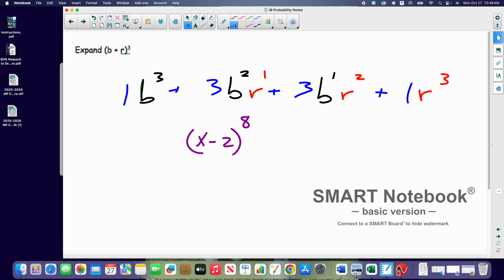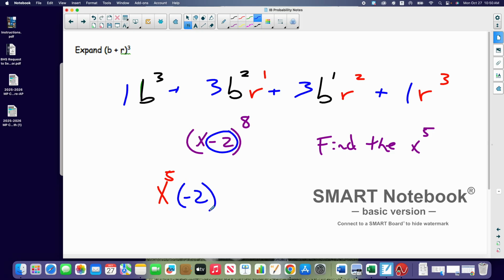How many numbers are in this expansion? 9, but here's what I want you to do. I want you to find the x to the 5th term. I just want you to find that one. There's 9 terms in this, but I want you to go find the one that has x to the 5th in it. Well, if I'm going to do that, my clue is x to the 5th. What is the other part going to be? What's negative 2 going to be? It's 3. Why is it 3? Because they have to add up to be 8.